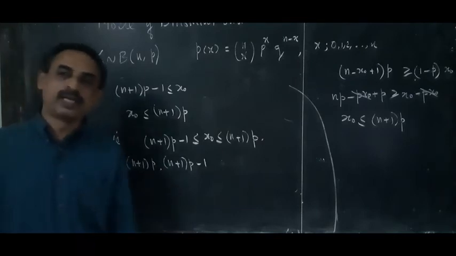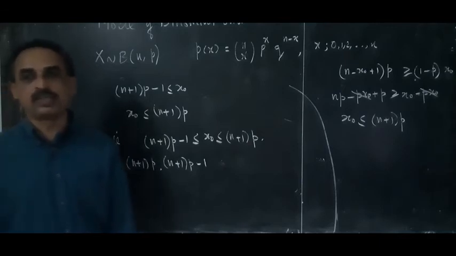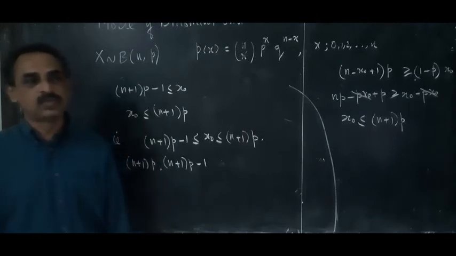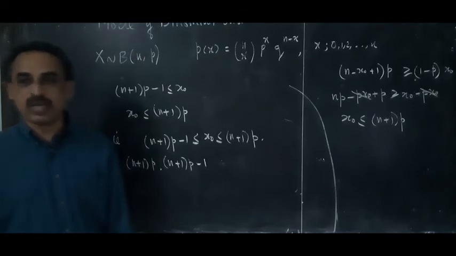So we conclude that if (n+1)p is a whole number, the distribution has two modes at (n+1)p − 1 and (n+1)p. And if (n+1)p is not a whole number, the binomial distribution is unimodal, and the mode is the whole number between (n+1)p − 1 and (n+1)p.